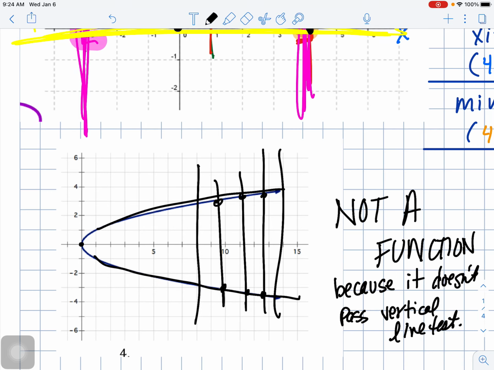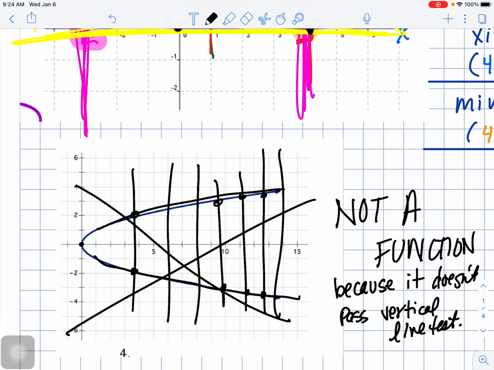So if I drew vertical lines, which I did, there are places on this function where the vertical line touches 2 points at the same time, so it is not a function.